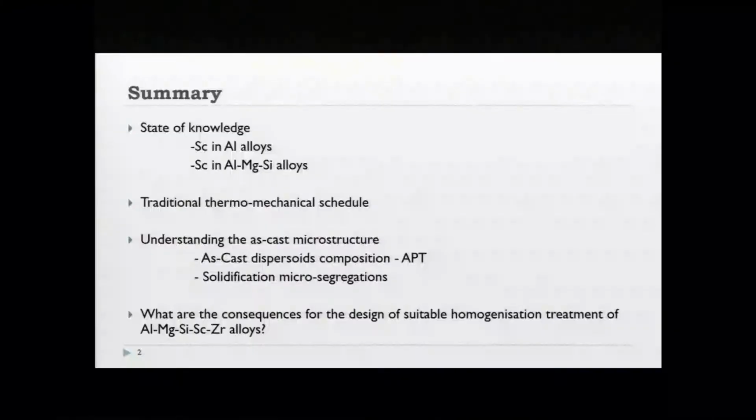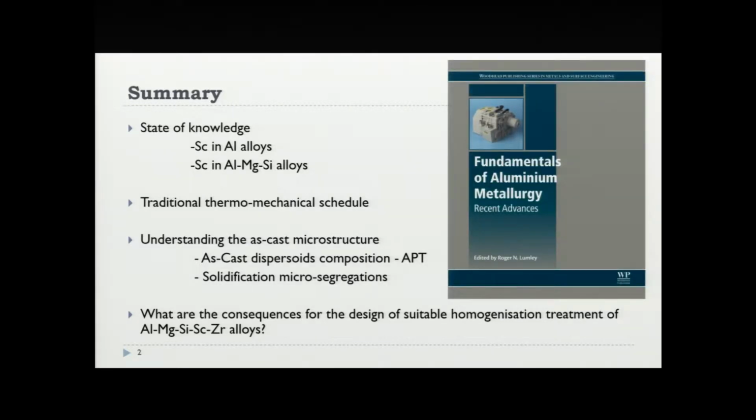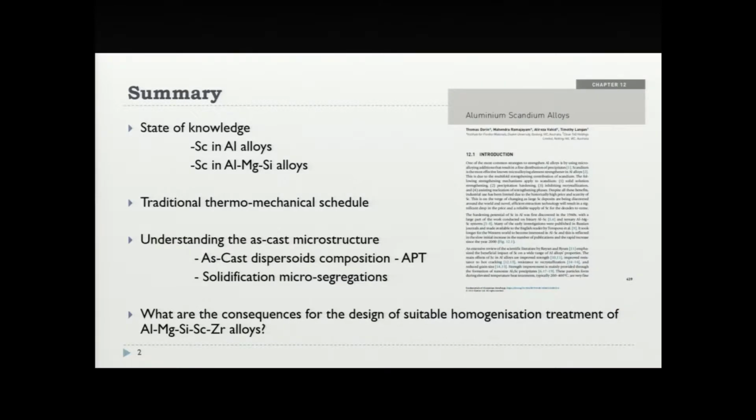So just a quick summary. First, what I call state of knowledge. It's really general information on scandium in aluminum alloys, and particularly in aluminum, magnesium, silicon alloys. Bit of publicity: this book was just released in June 2018, and chapter 12, if you want a bit more, is a larger review on aluminum scandium alloys, written with some colleagues at Deakin.